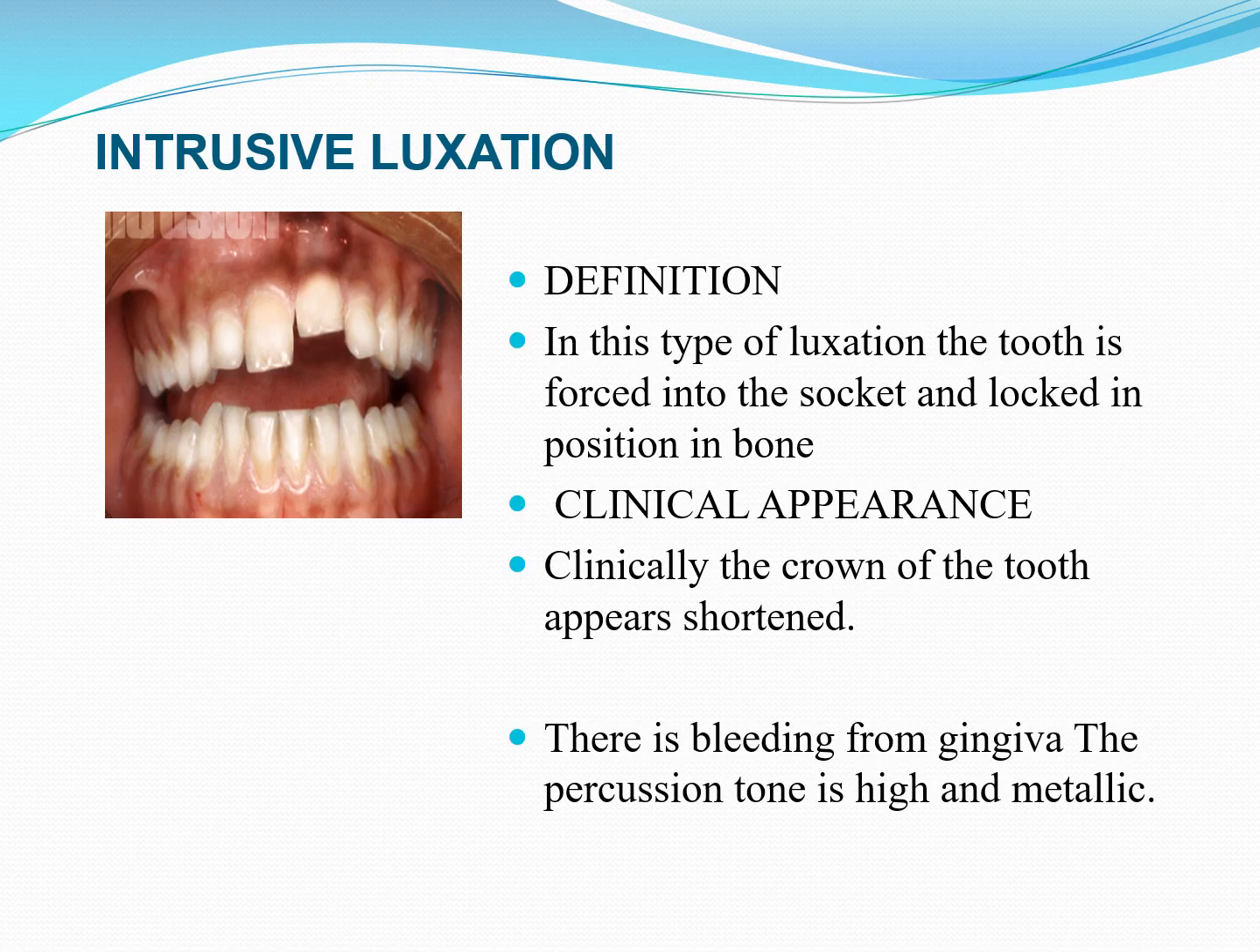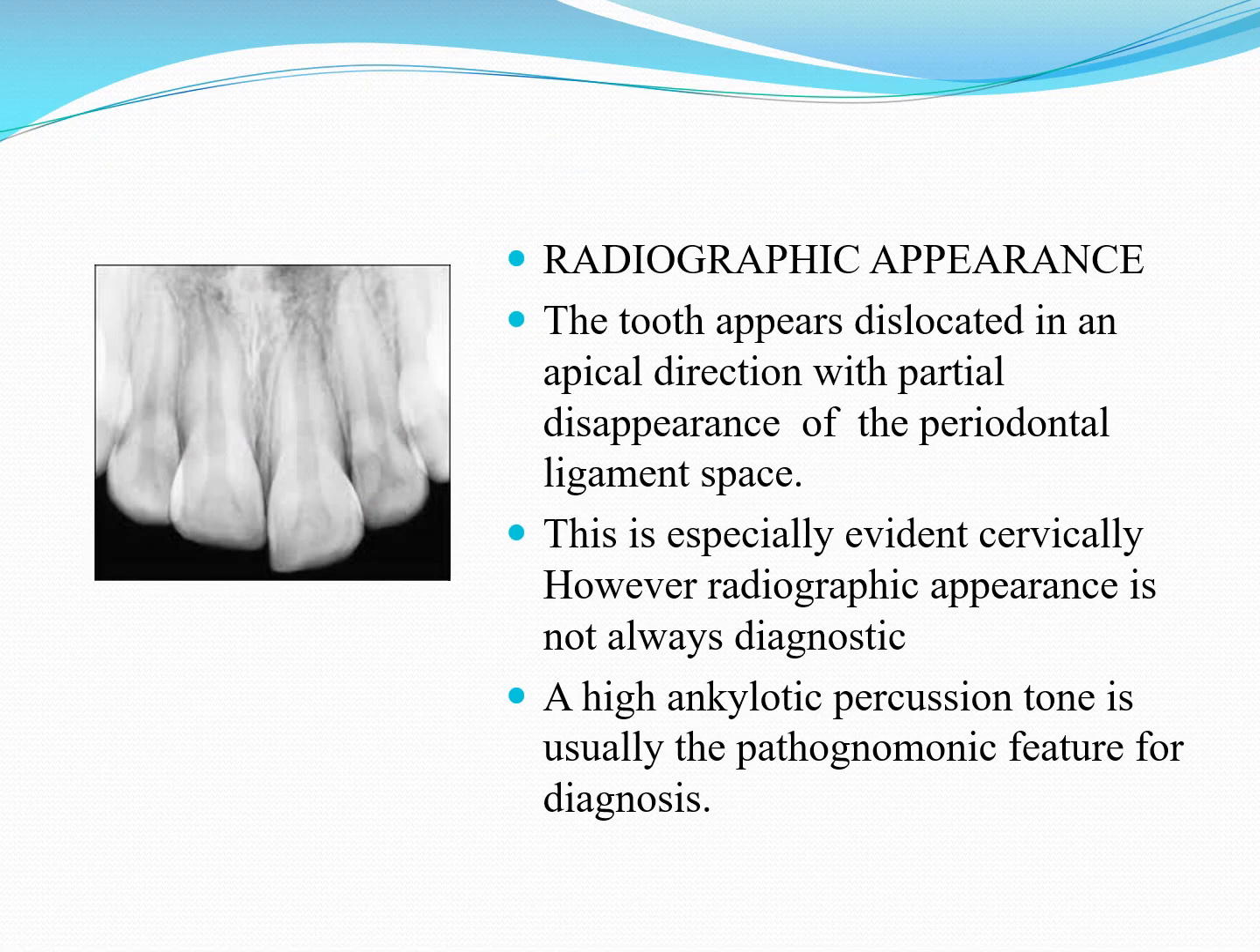Okay. So the next one is intrusive luxation. In this type of luxation, the tooth is forced into the socket and locked in position into the bone. That means the tooth has moved in the apical direction. Clinically, the crown of the tooth appears shortened and there is bleeding from the gingiva. The percussion tone is high and metallic.